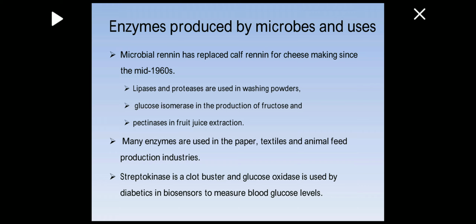Many enzymes are used in the paper, textile, and animal feed production industries. So in the paper industry, the textile industry, and the animal feed production industry, there are certain enzymes which are produced by the process of microbial fermentation. And streptokinase is a clot buster, and glucose oxidase is used by diabetics in biosensors to measure blood glucose levels. So you can see that there are enzymes which have a very important role, and they are produced by microbes by the process of fermentation, and then they can be utilized for different important functions.